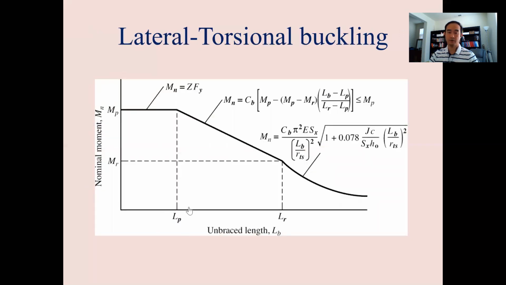This is L sub P. In other words, if your unbraced length or unsupported length L sub B is less than or equal to L sub P, then your M sub N, the nominal moment, is going to be equal to M sub P, which is Z times Fy. If your unbraced length L sub B is larger than L sub P but less than L sub R, then you are in this range. So you have lateral torsional buckling failure, and the corresponding equation for figuring out your nominal moment is going to be this.